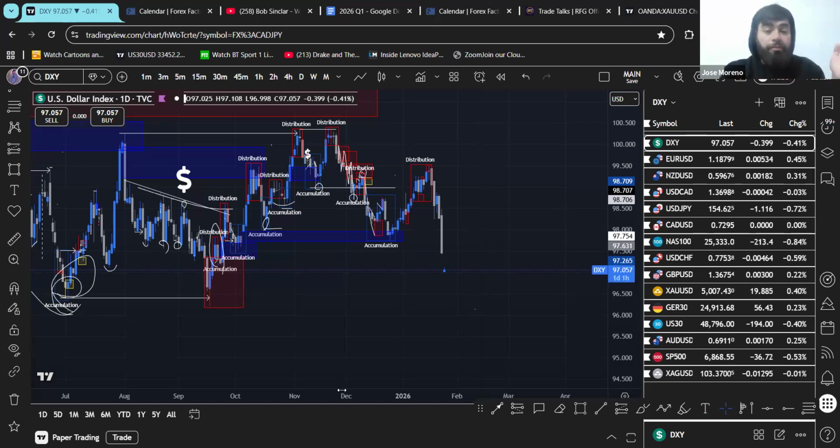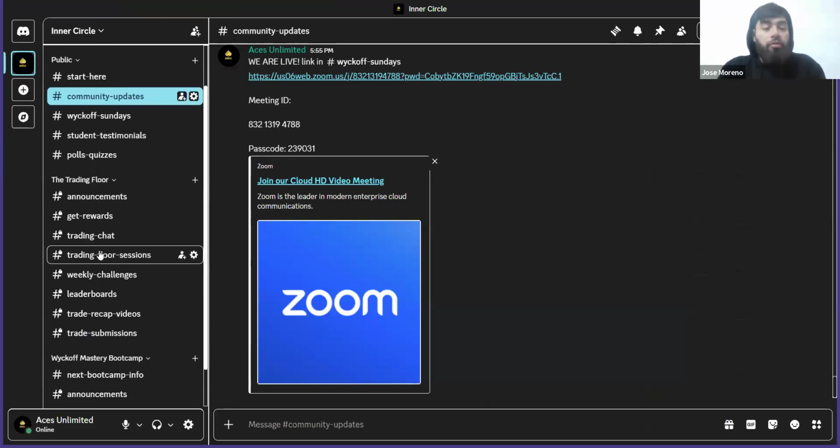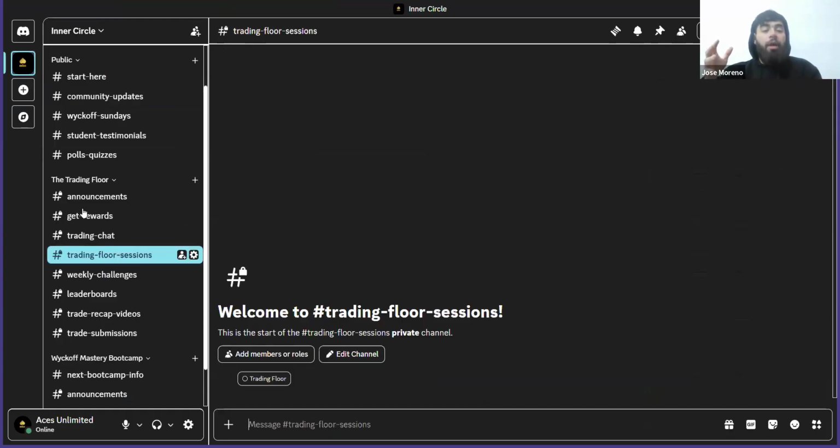But before we go into that, I'm going to touch on what we want to do inside of the community. This is something new that I'm doing. All of you are here from RFG or from the Discord, and you can all be a part of this. The idea is to create an area where, authentically, I called it the trading floor for a reason, because that's the kind of environment I want to create.